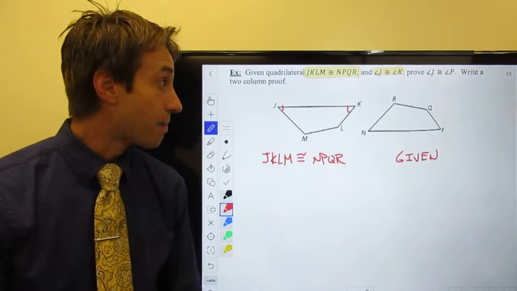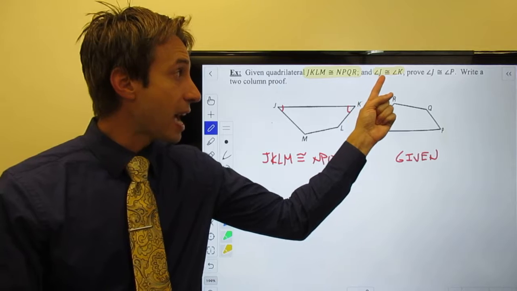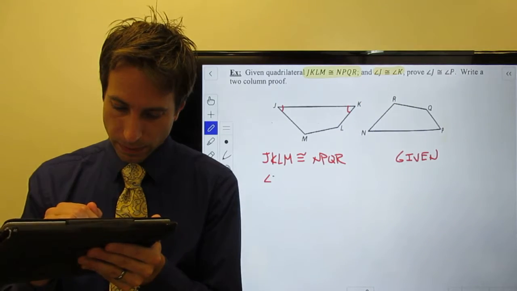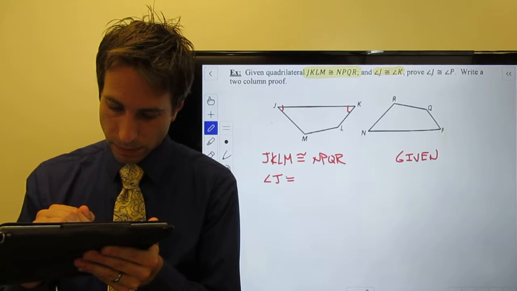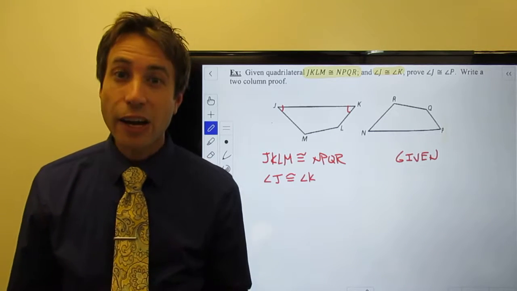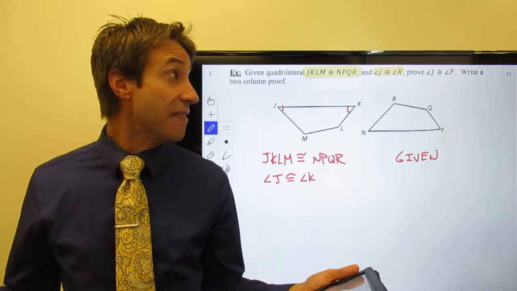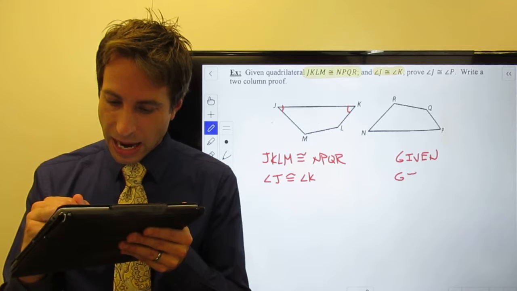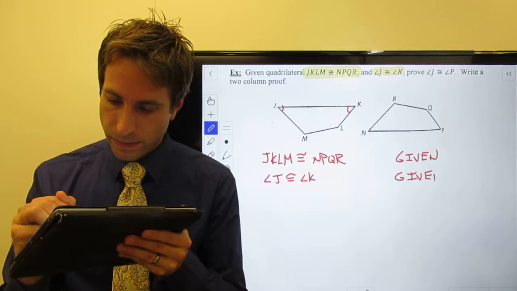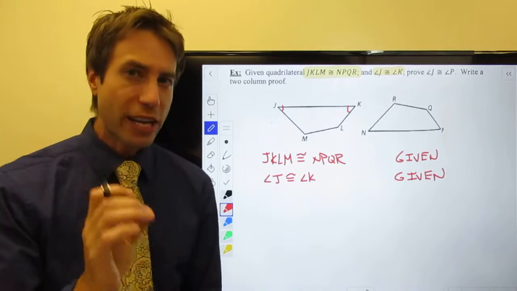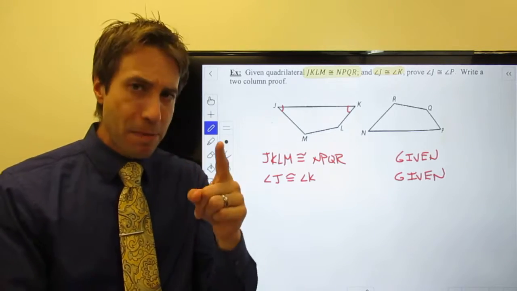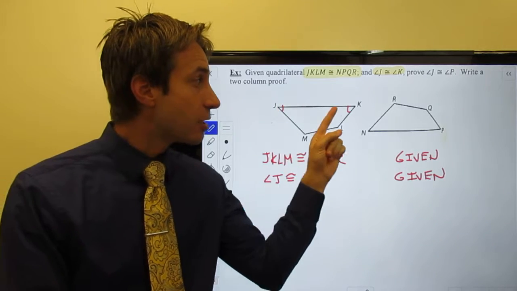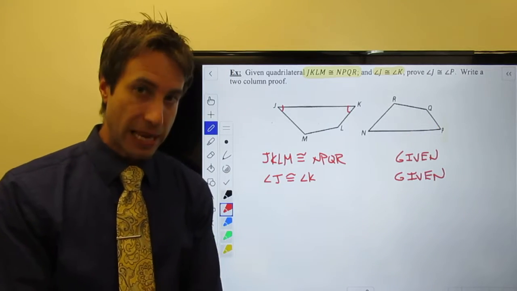But don't stop there. I then told you angle J is congruent to angle K. How do you know that? I gave it to you. I told you that they're congruent. So once again, I have another given. Okay, now where do I go from here? Again, keep in mind, I'm trying to prove angle J is congruent to angle P.